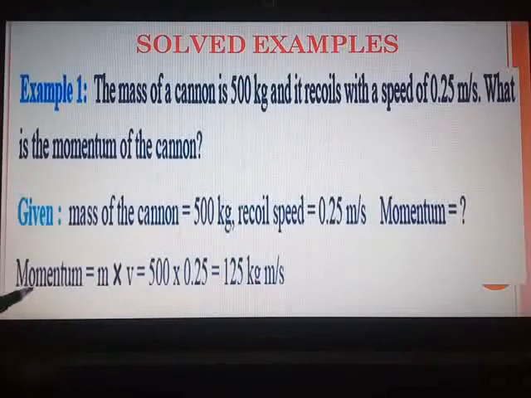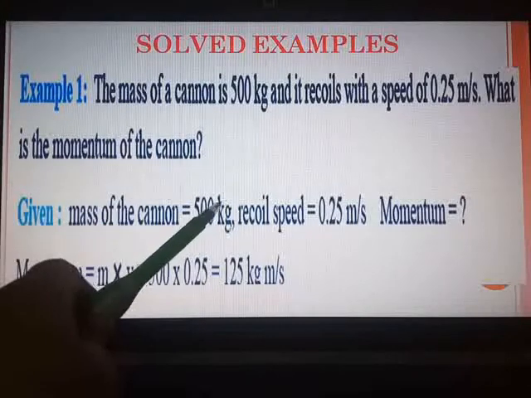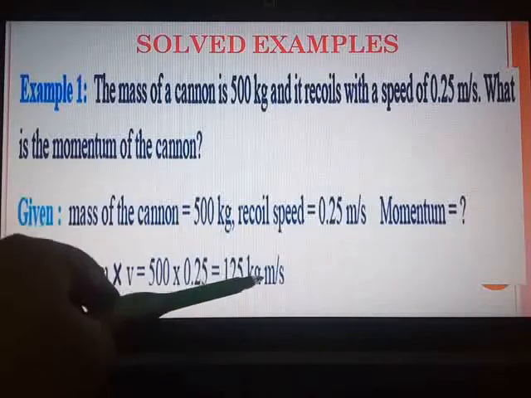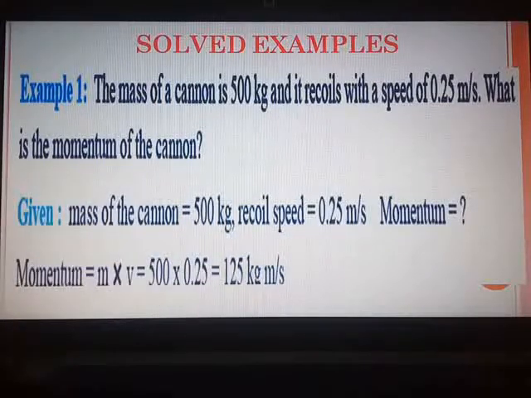Now the unit of momentum in SI system is kg meter per second, and if you verify you will get it. Mass is kg, so kg, and speed is meter per second, so kg meter per second. So your answer is 125 kilograms meter per second. Very simple, just writing the formula and substituting the values. Next solved example for revision is on the same page, page number 16.